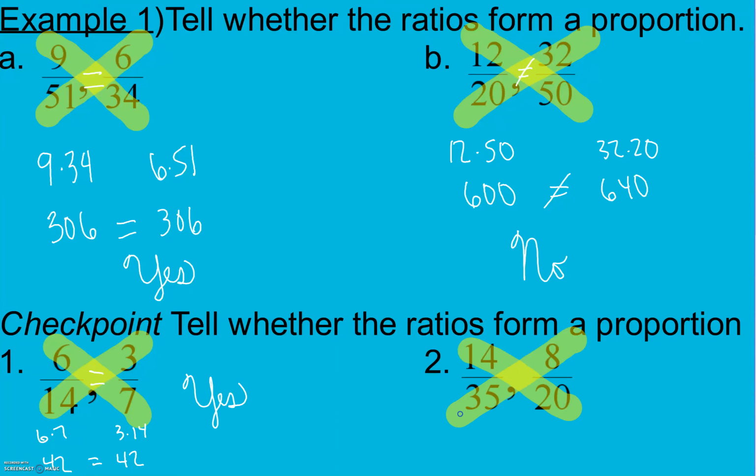Same idea here, we're going to check our cross products. So numerator of one times denominator of the other, and numerator of the other times denominator of the first. When we multiply here, we get 280 and 280. Those are the same, so yes, we could make this a proportion.